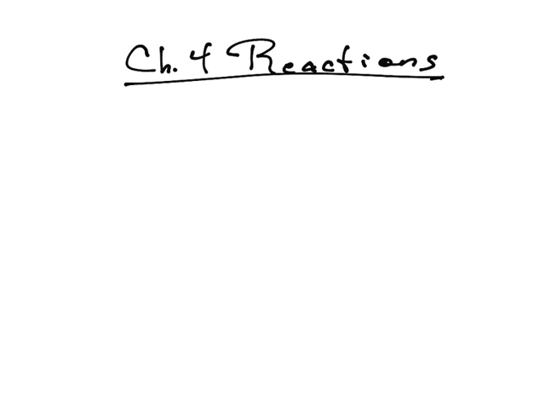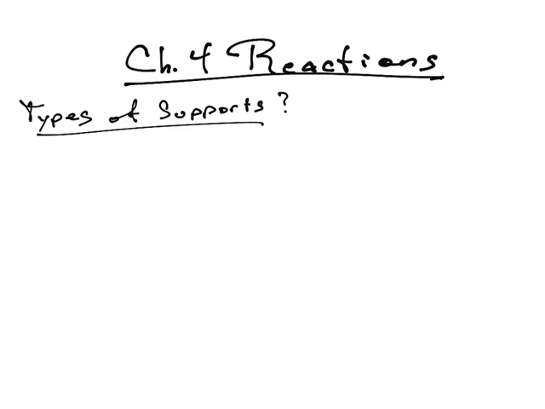So, in order to do this, the first thing we need to know is what are the types of supports we're going to need to know about. In engineering, no matter what the actual shape of the support is, they're classified as one of a set of generalized supports. The first support is a pin support.